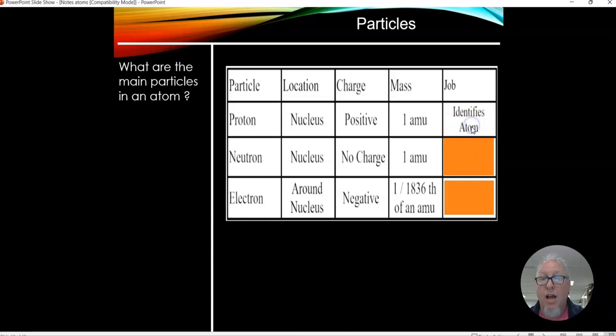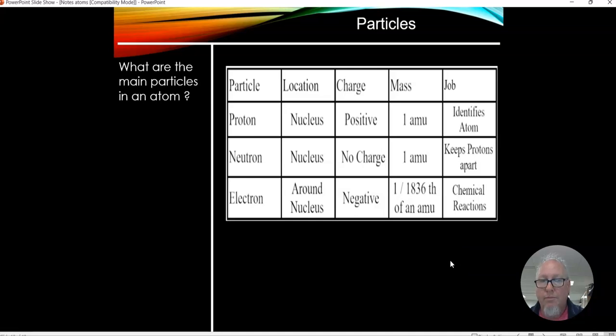The proton's job is to identify the atom. If you have 6 protons, you would then know that the atom is carbon. A neutron's job would be to keep those protons apart, because a positive charge and a positive charge would tend to repel, and the neutrons provide just enough space to keep them apart so that they do not repel. Electrons are actually the things that are involved in chemical reactions.